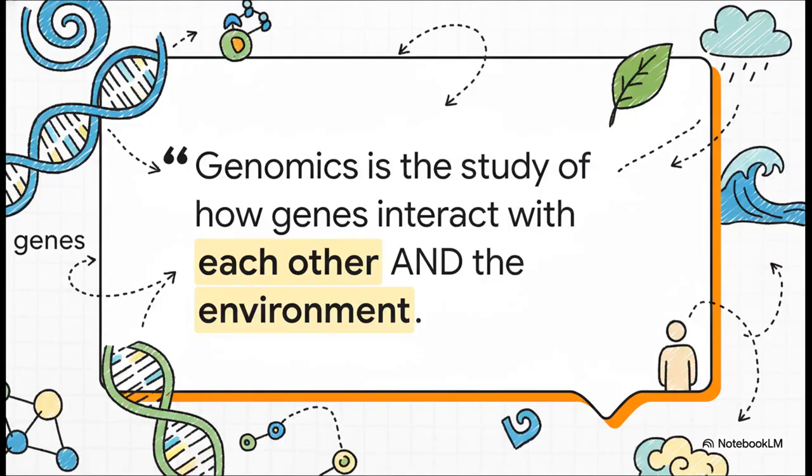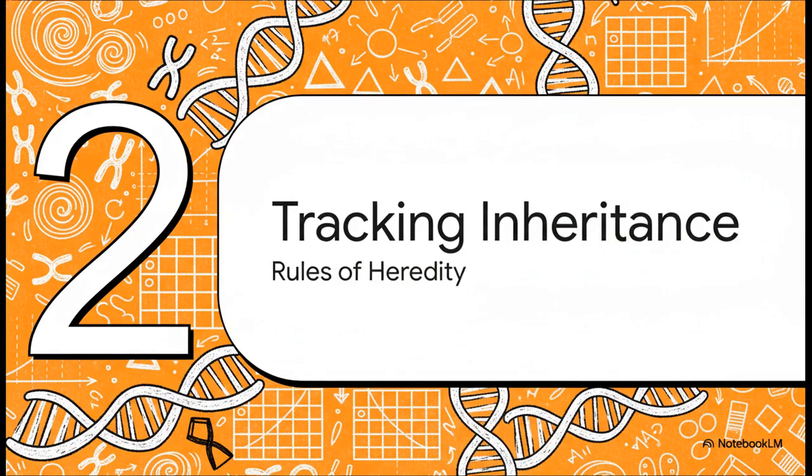That's how we get these complex conditions like type 2 diabetes. So here it is, your big NCLEX takeaway. If you see a question on an exam about genomics, the right answer has to include the environment. It's not just about the code itself. It's about that dance between our genes and the world we live in. Don't forget that.